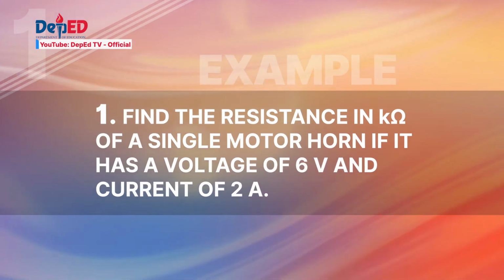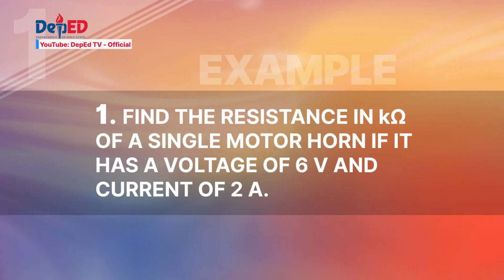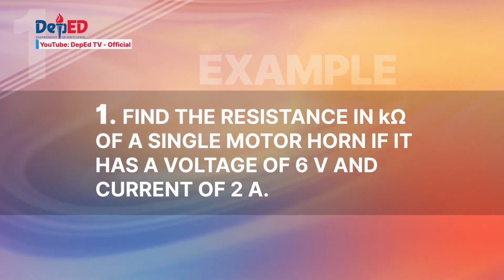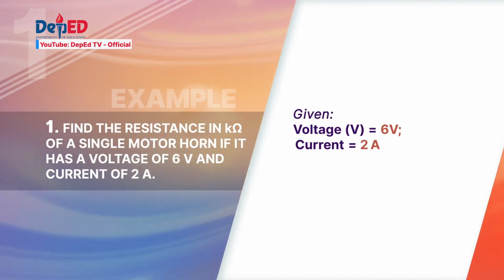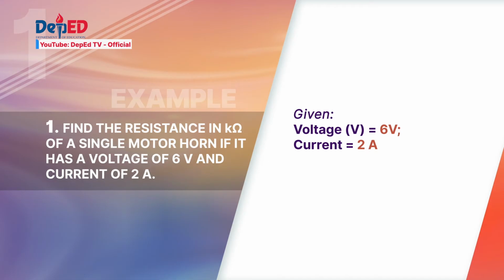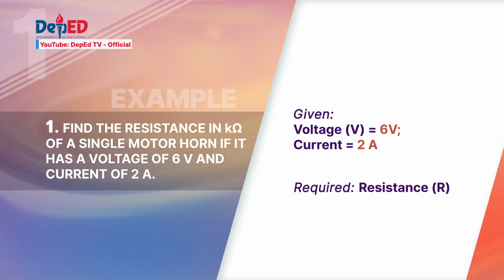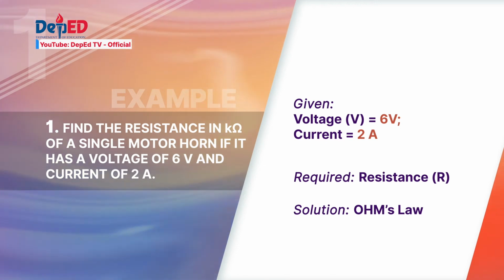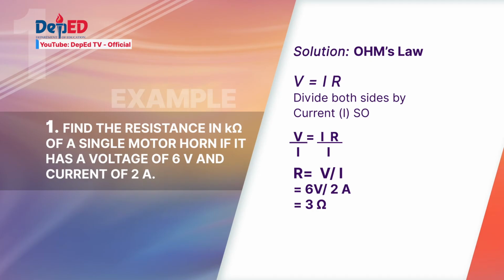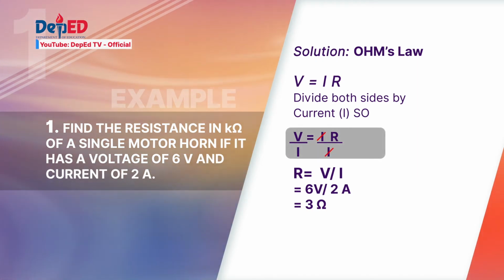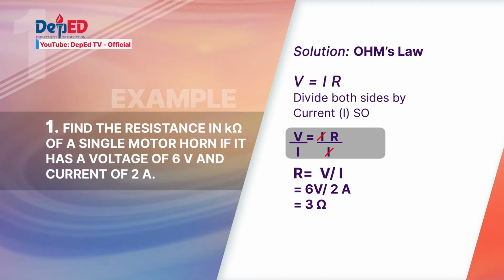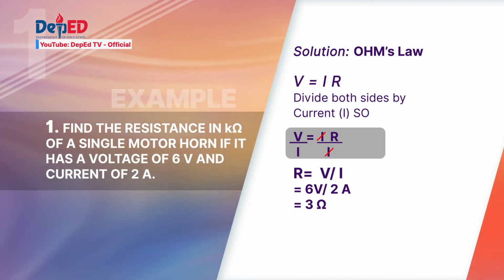Example number 1. Find the resistance in ohms of a single motor horn if it has a voltage of 6 volts and current of 2 amperes. For the given, we have voltage at 6 volts and current at 2 amperes. Required: resistance. For the solution, we have to use Ohm's law. V equals I multiplied by R. We have to divide both sides by current. So V over I equals I multiplied by R over I. R equals V divided by I, that is 6 volts divided by 2 amperes. And that gives us 3 ohms.